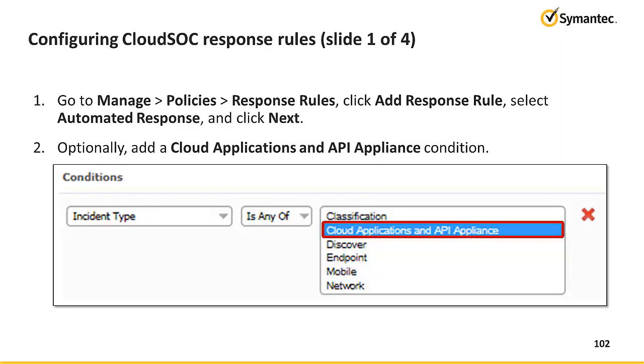Once the configuration has been completed, you must create some response rules which will take action on any confidential data found in cloud applications. First, navigate to Manage, Policies, Response Rules, and create a new rule. Complete the fields in the General section at the top of the screen. Optionally, in the Conditions section, from the first drop-down, select Incident Type. Then from the third drop-down that appears on the right, select Cloud Applications and API Appliance. This can help keep order to the rules and what they achieve within your policy set.